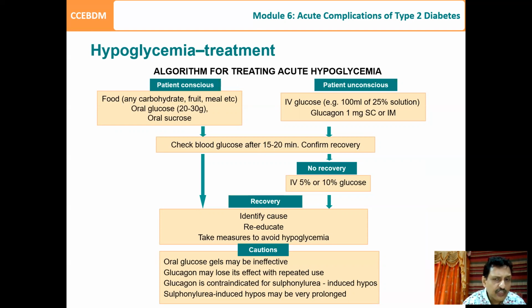Now we have to identify the cause of hypoglycemia. We have to educate the patient so that we can avoid the development of hypoglycemia in future. Sometimes glucagon may lose its effect with repeated use. Glucose gel is not available in our country as far as my knowledge goes. Glucagon we don't give to patients who are using sulfonylurea. So glucagon is a drug for type 1 diabetic subjects.